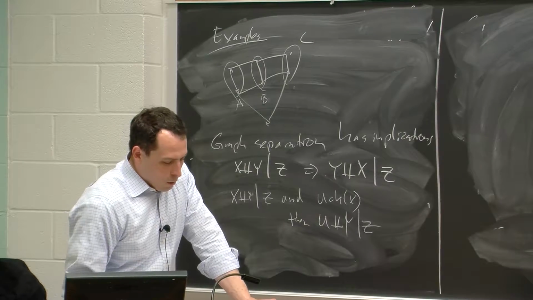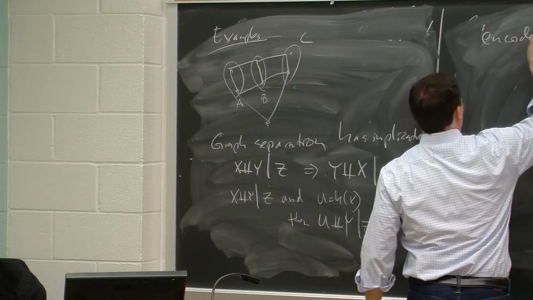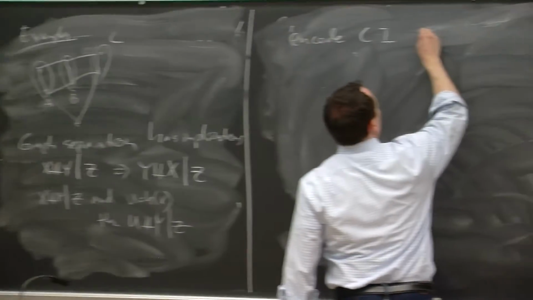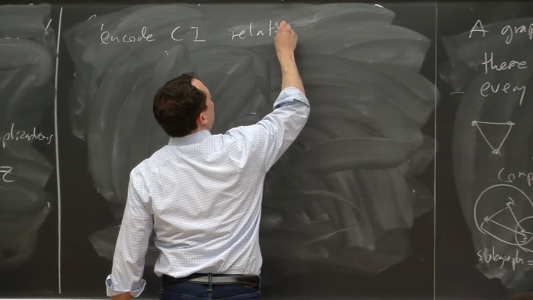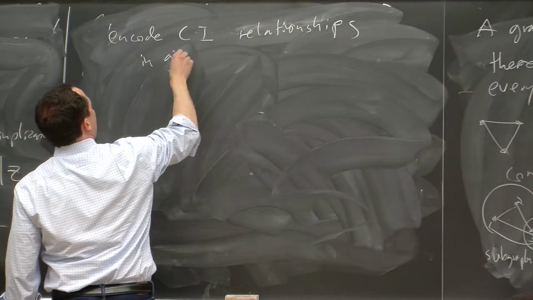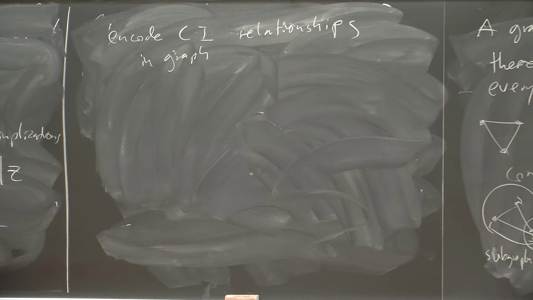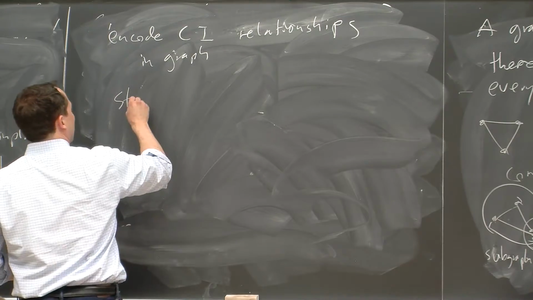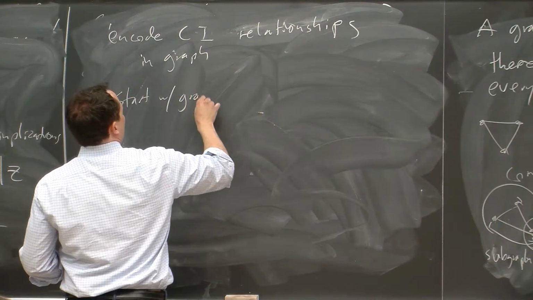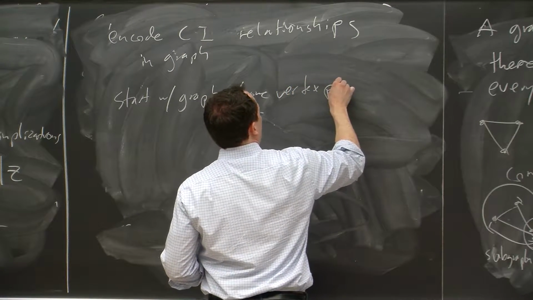Suppose we want to go in the other direction. So we want to encode conditional independence relationships. We know the conditional independence relationships. So we start with some random variables, and we know certain conditional independencies hold, and we want to encode them in a graph. So we want to construct a graph. Okay, so we start with the graph, obviously: one vertex per variable.